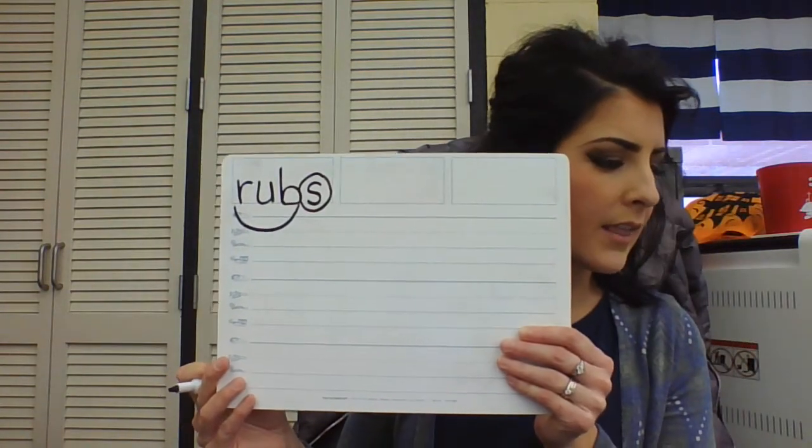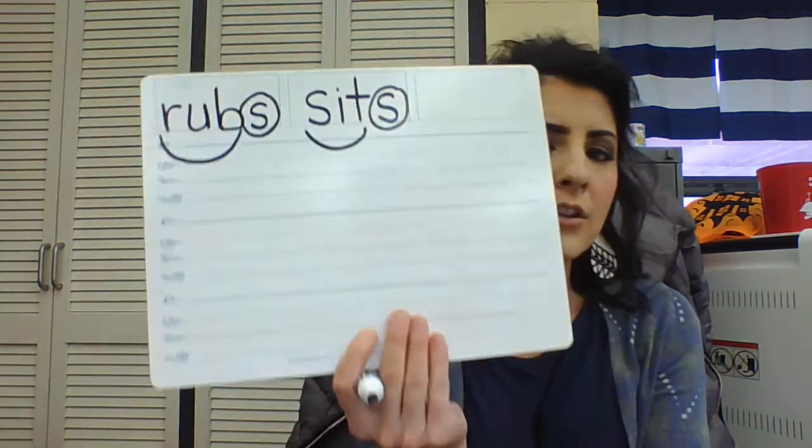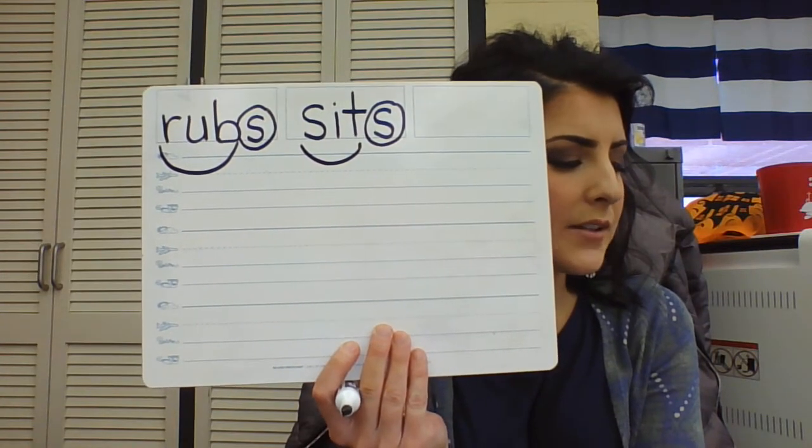Rubs. The next word I would like you to build is the word sits. Like she sits down in the chair. Let's do the base word. Sit is the base word. And add your suffix s. Sits. She sits down.